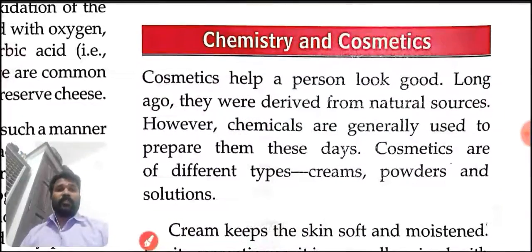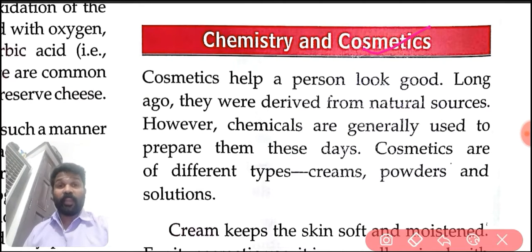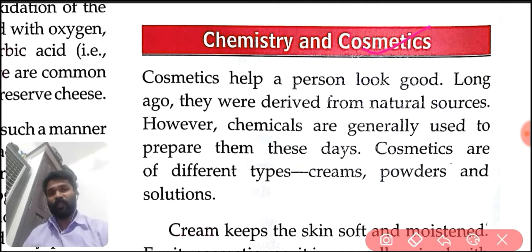Now we are going to discuss the topic cosmetics and chemistry. Chemistry and cosmetics, what is the relation? Cosmetics are also made by chemicals only. Cosmetics help a person look good. Why are we using cosmetics? To look good. Talcum powder and different types of cream we use to make us look good. These cosmetics are made from chemicals only.